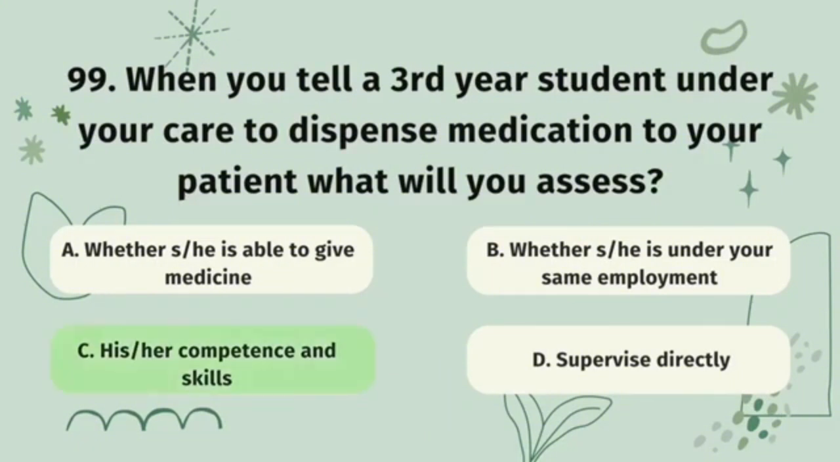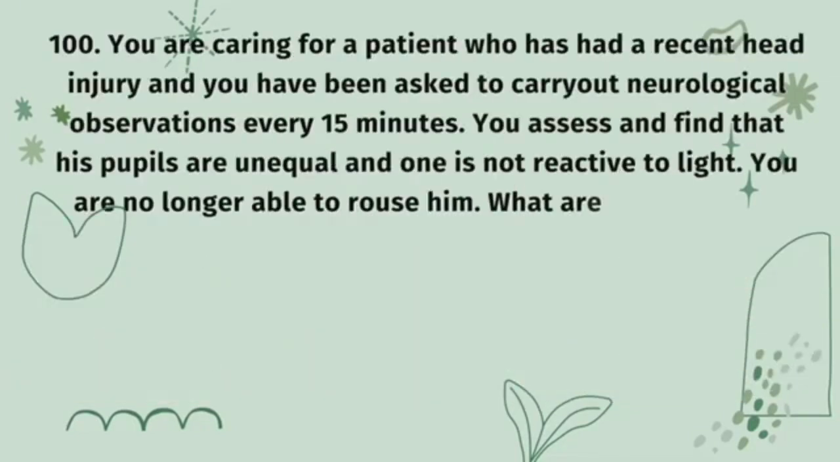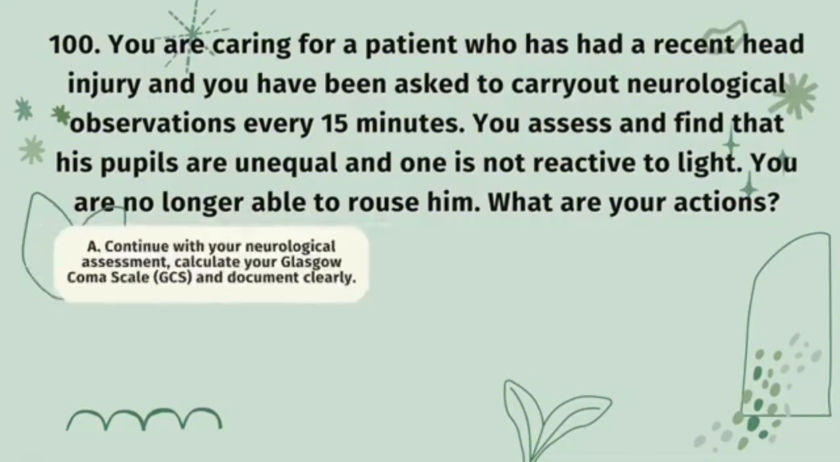The correct answer is C. Question 100. You are caring for a patient who has had a recent head injury, and you have been asked to carry out neurological observations every 15 minutes. You assess and find that his pupils are unequal and one is not reactive to light. You are no longer able to rouse him. What are your actions? Option A, continue with your neurological assessment.